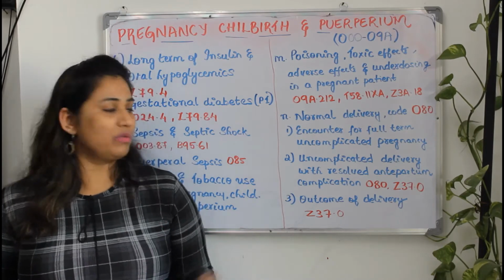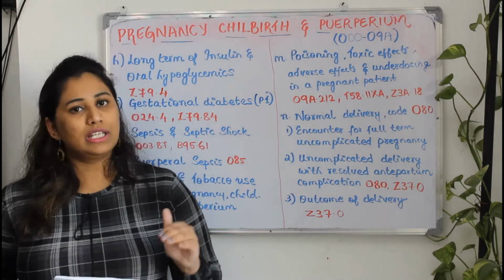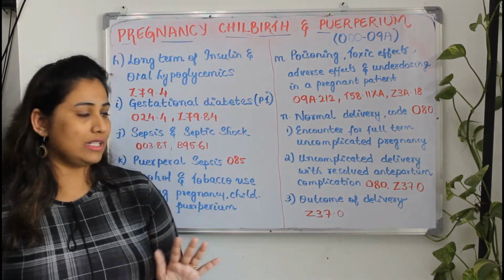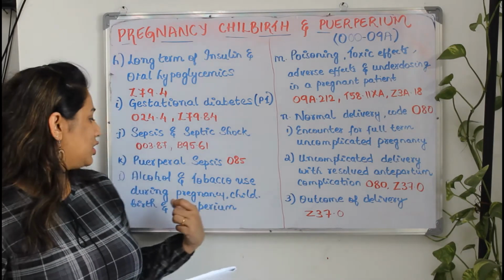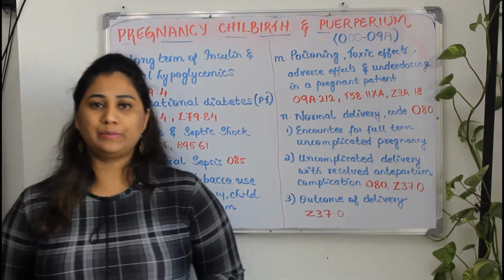Anyhow, your primary code will remain the O85 category code, and your secondary code will be from the infectious series, that is the B series codes. Okay, this is nothing but sepsis and puerperal sepsis. The next one is alcohol and tobacco use during pregnancy, childbirth and puerperium.